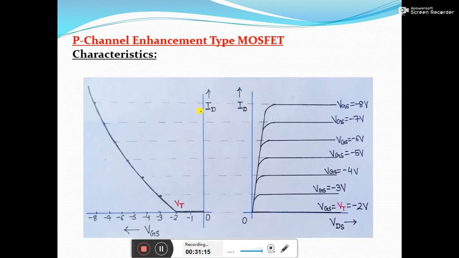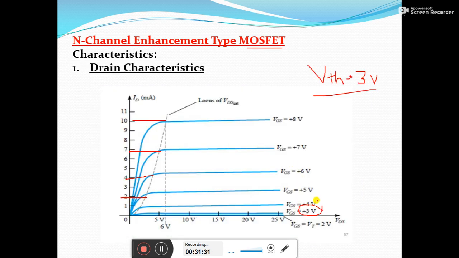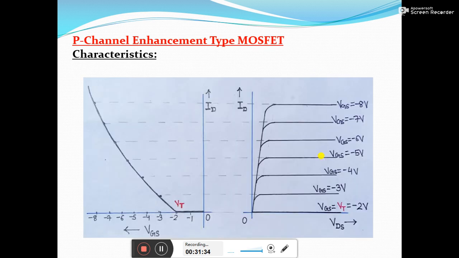And for the P channel, we will show this for the P channel operation. Again the operation and the working principle will be entirely the same. The only difference is, in the previous case the threshold voltage as well as the VGS values are assumed to be positive, and here they should be assumed to be negative. So as the VGS value is more and more negative, the ID current increases. So this is the enhancement mode of operation. And this is the transfer characteristics.